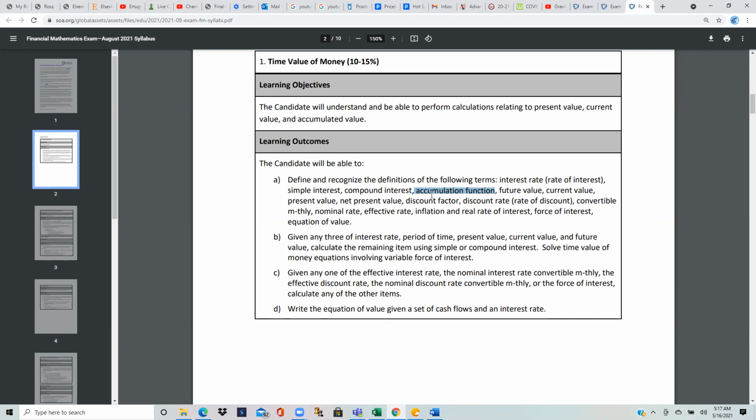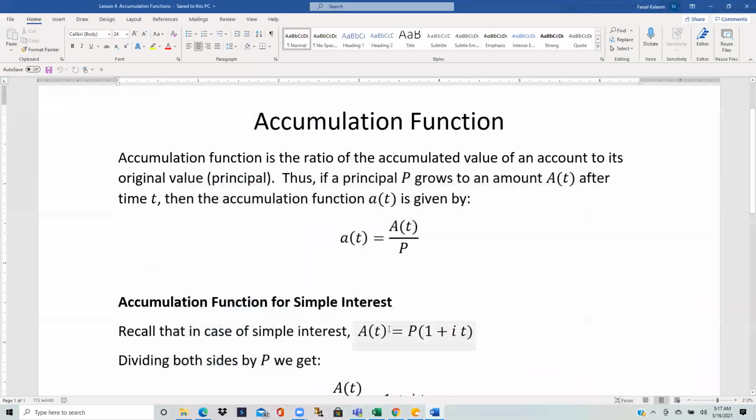Now, although this topic of accumulation function is mentioned in the syllabus here, yet the sample problems which they have on their website don't contain any problem which has accumulation function or which asks you to find accumulation function. But still, for the sake of completeness, since it's in the topics, we will briefly go over it.